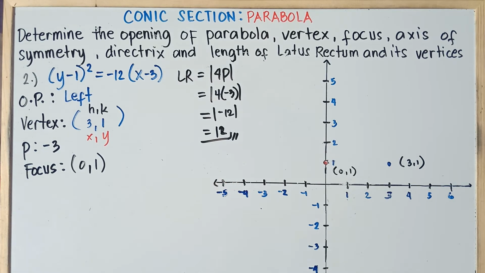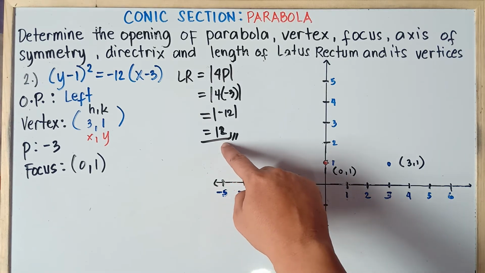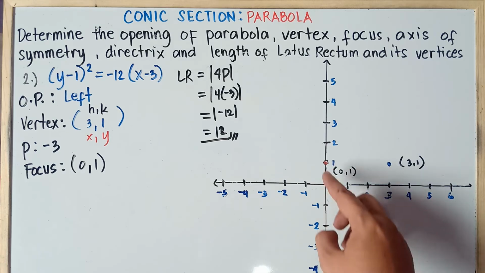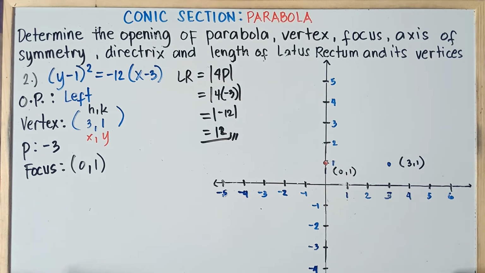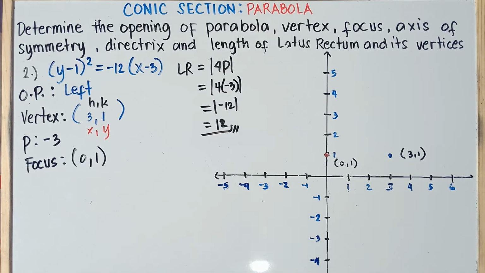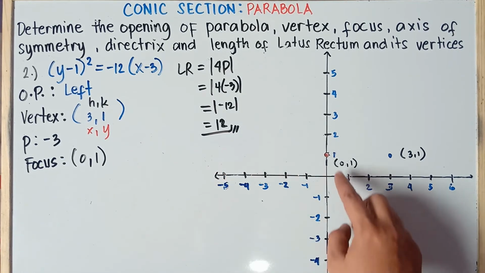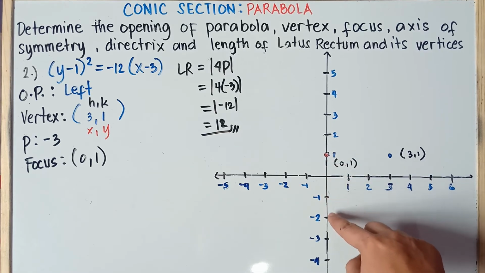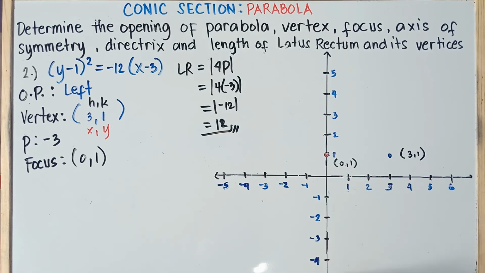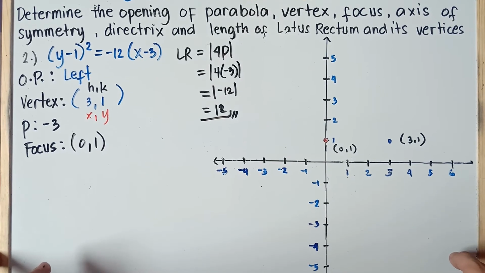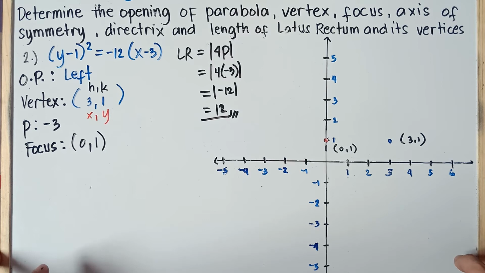Now, once you get the length of the latus rectum, this is 12, therefore, you move 6 units upward and then 6 units downward. Okay, once again, you move 6 units upward and then 6 units downward because this is 12. So, starting from the focus, you move 6 units downward. 1, 2, 3, 4, 5, 6. I hope you see this one. We don't have enough space. Let me just extend our whiteboard.